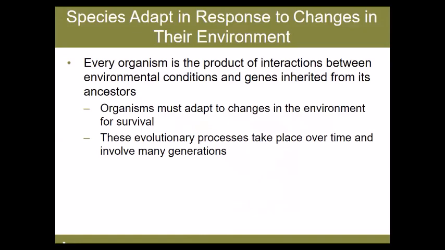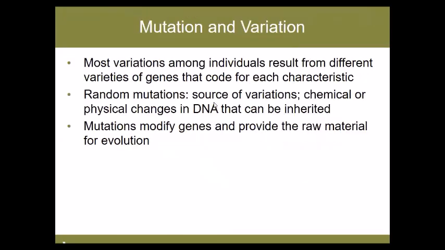The last couple of things here are that species adapt in response to changes in their environment, and every organism is the product of interactions between environmental conditions, the inanimate associations in their environment. It could be rain conditions, water conditions, sunlight, heat, drought, whatever the case may be, and the genes, their genetic inheritance from their ancestors. Organisms need to be able to adapt to those changes in the environment in order to survive.